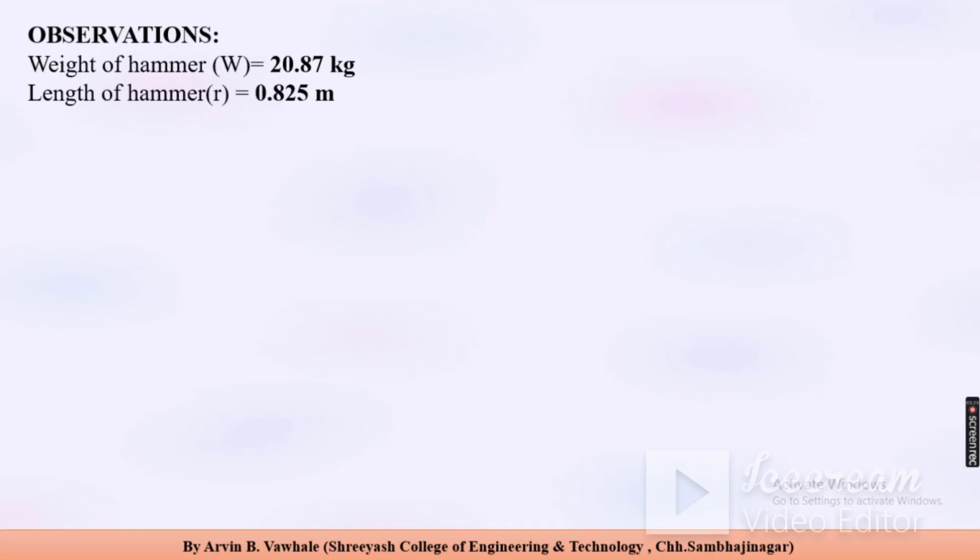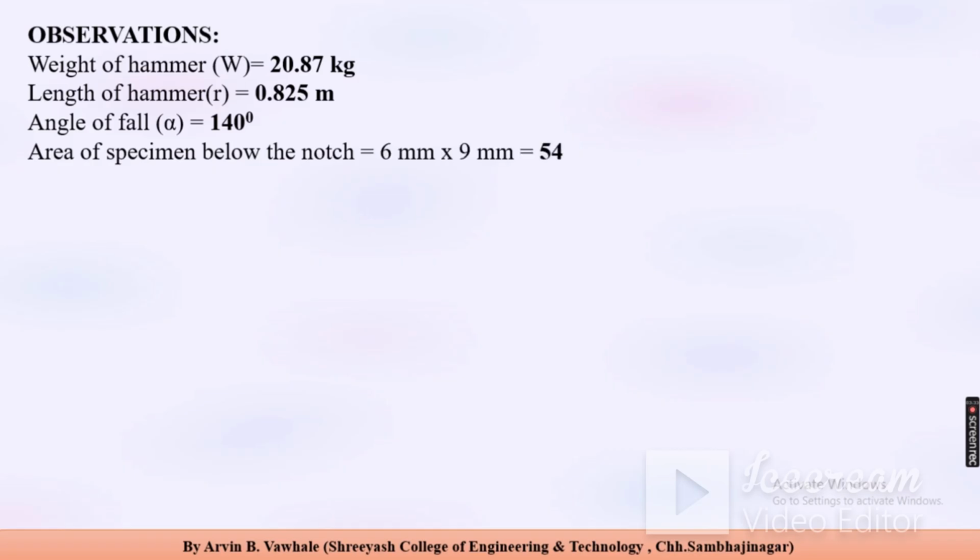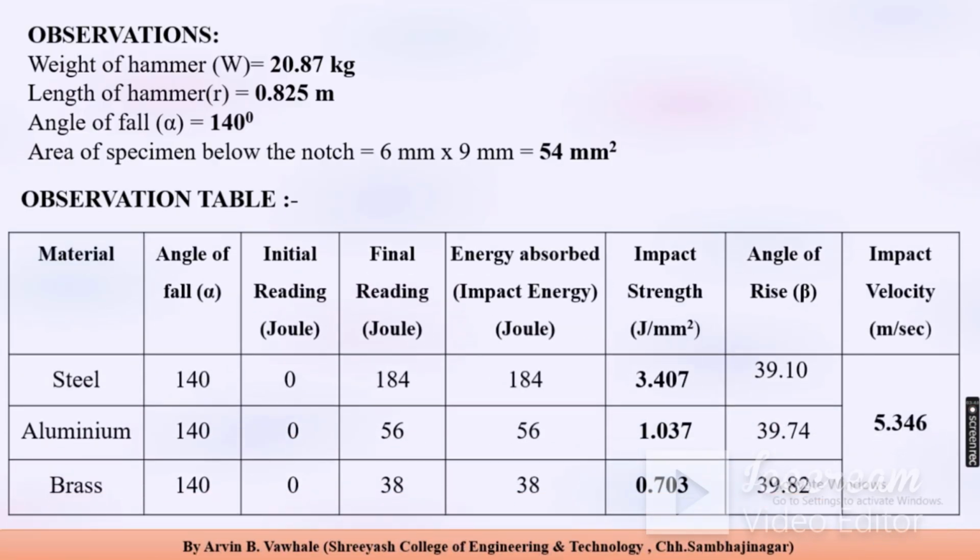These are the observations. Weight of hammer, W, equal to 20.87 kilograms. Length of hammer, R, equal to 0.825 m. Angle of fall, alpha, equal to 140 degrees. Area of specimen below the notch is equal to 6 millimeters multiplied by 9 millimeters, equal to 54 square millimeters. The observation table shows the different materials such as steel, aluminum, and brass, with angle of fall, initial reading and final reading, energy absorbed, impact strength, angle of rise, and impact velocity.